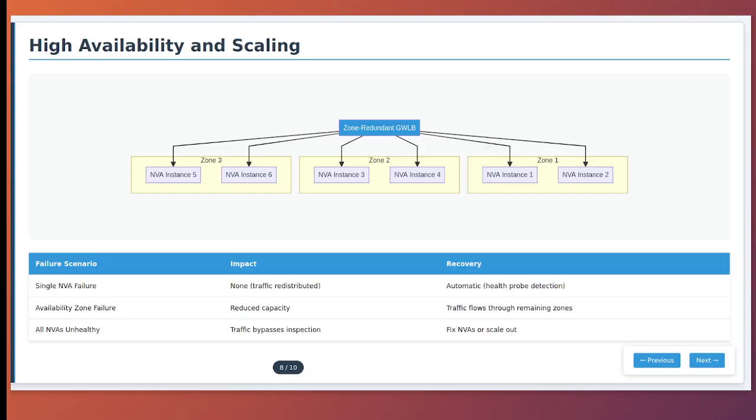One critical tip: always test your high availability setup. Simulate failures by stopping NVA instances and verify that traffic continues to flow. Check that your monitoring alerts fire correctly. Measure the failover time to set appropriate expectations. Remember, high availability isn't just about the technology. It's about proving that your design works under failure conditions.